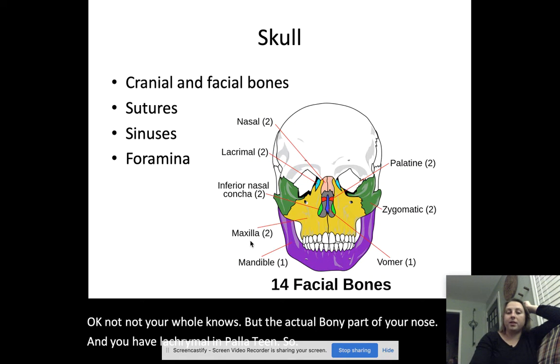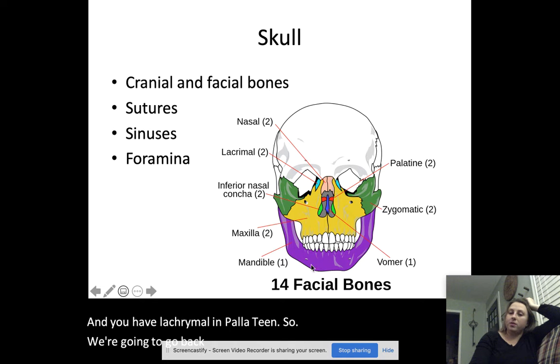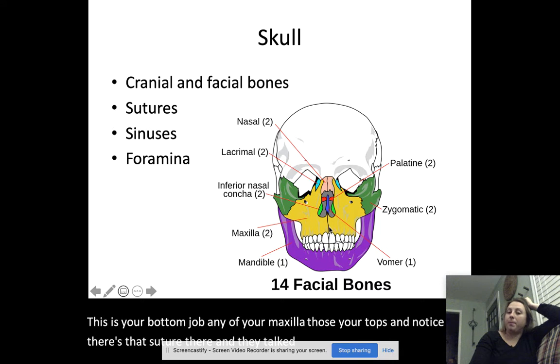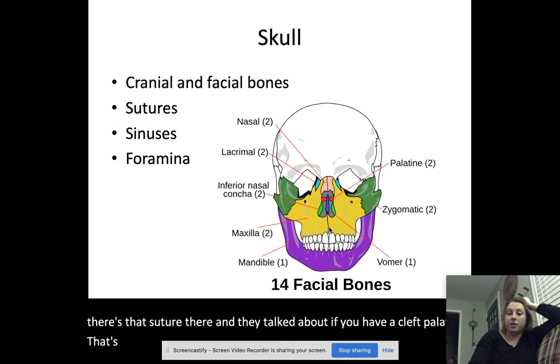So we're going to go back to this, right? So we have, starting from the bottom up, your mandible. This is your bottom jaw. Then you have your maxilla. Those are your tops. And notice how there's that suture there. And I talked about if you have a cleft palate, that's where there's a gap there, right? It hasn't completely closed up, which is a huge problem. It has to be surgically repaired.